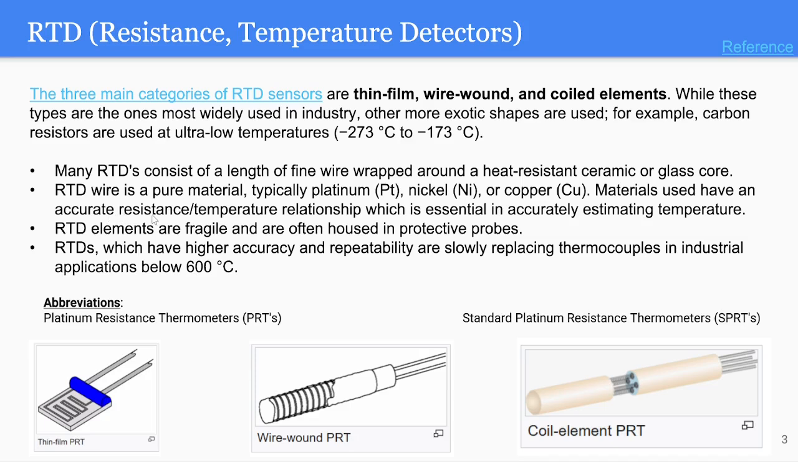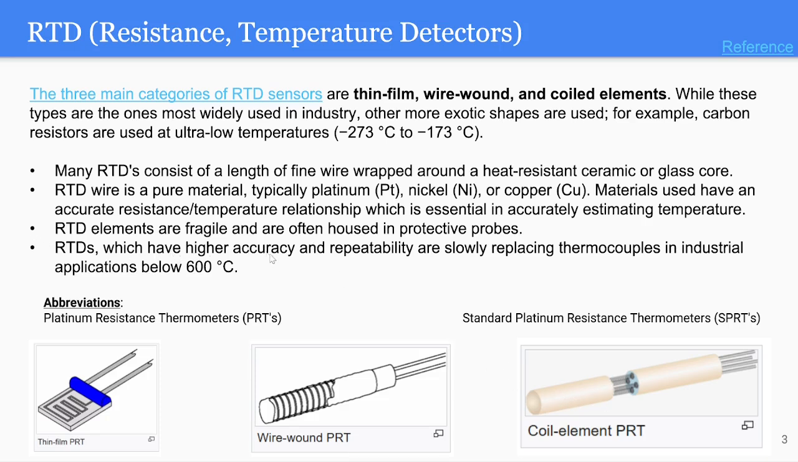Materials used have an accurate resistance temperature relationship, which essentially is accurately estimating temperature, and we will learn about it as well. So again, the common materials you need to realize are platinum, nickel, or copper. Make sure that you know that, and you can be tested in the exams in relation to these particular materials. RTD elements are fragile and are often housed in protective probes. As you can see here, the probes are the outside material protecting the RTD elements inside. Same is the case here.